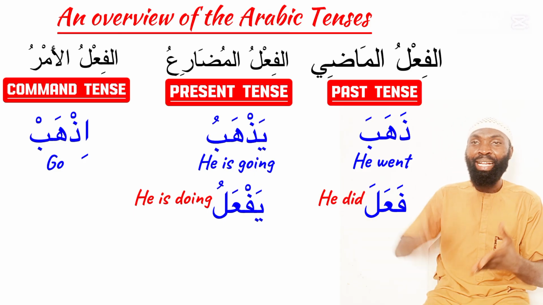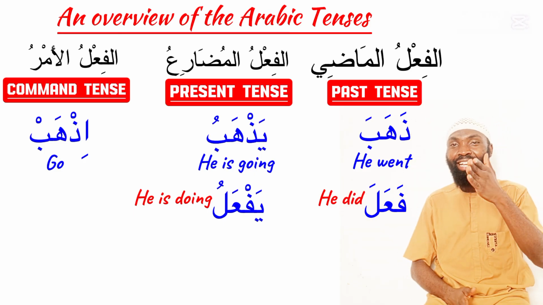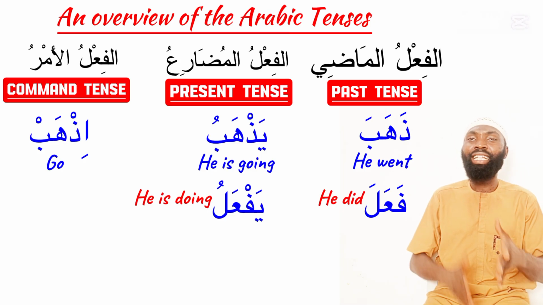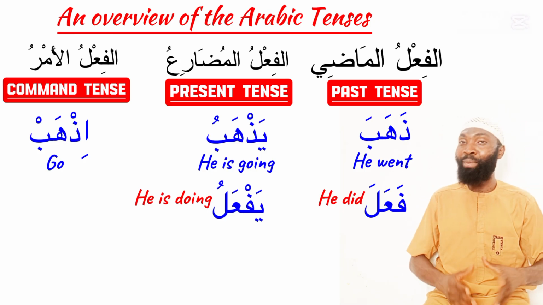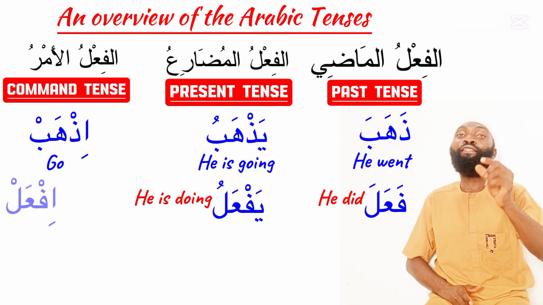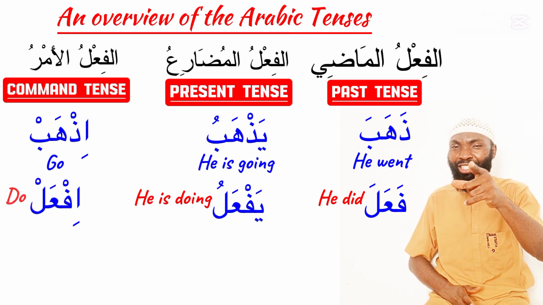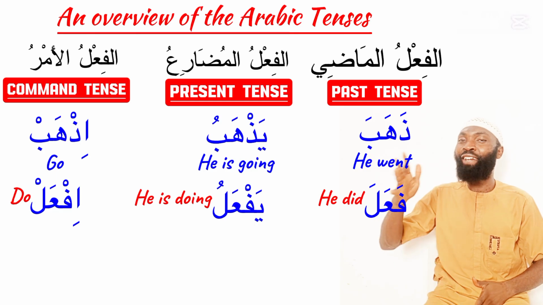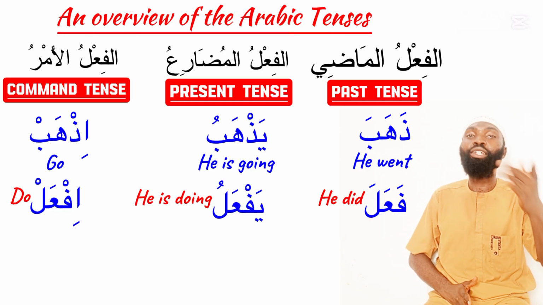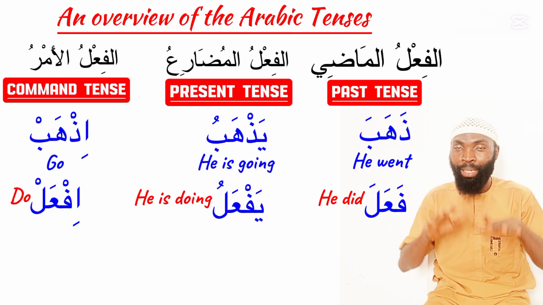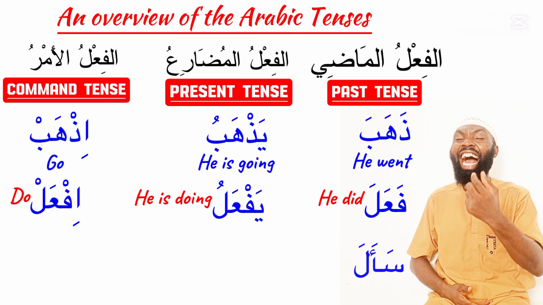Yadhhabu, he is going. Yaf'alu, he is doing. Fa'ala, he did. Dhahaba, he went. Now the command tense of yadhhabu was idhhab. The command tense of yaf'alu will be if'al, which means do. Again, fa'ala, he did. Yaf'alu, he is doing. If'al, do.